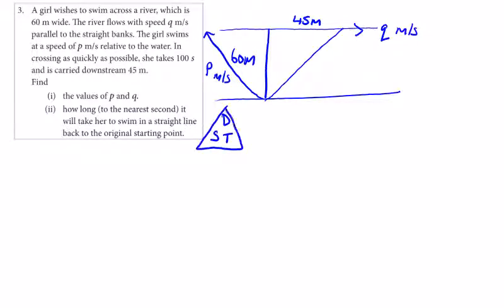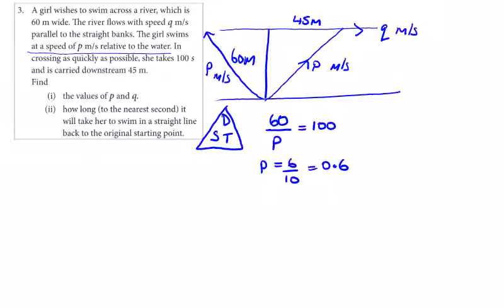So she's going at a speed of P meters per second, and she crosses 60 meters. So distance divided by speed is equal to time. And this is the speed at which she's swimming in relation to the water. It says that P is the speed relative to the water. So that would give P to be 6/10, which is 0.6.